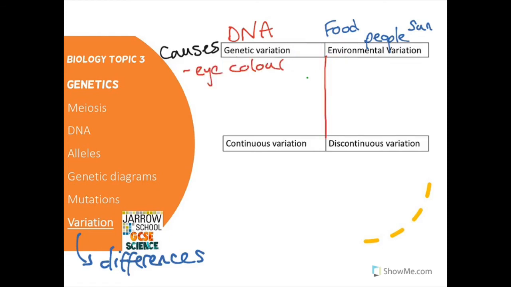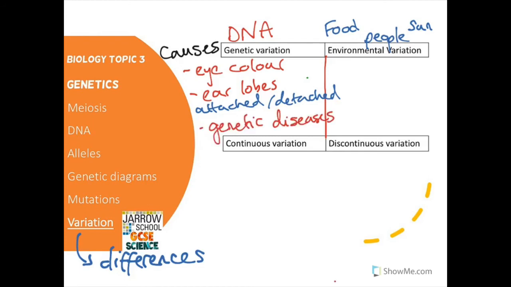So differences in your DNA can cause your eye colour or your natural hair colour to be different. It can cause your earlobes to be attached or detached. So one gene controls that and you can have one or the other. If you don't know what that means, you can Google it. And then the last reason how we can be different from each other due to changes in our genes is, do we have genetic diseases?